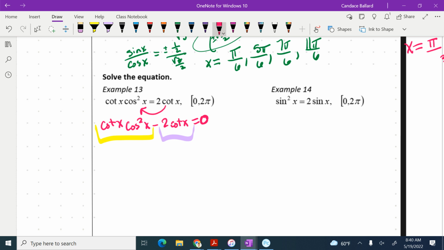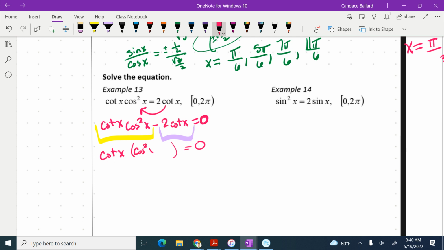You don't get to use x because it's in all of them, right? The x is now part of your trig. So what's the same? What trig is the same? Cotangent. Okay. So I'm going to pull out a cotangent x. And what's left behind in the yellow group?